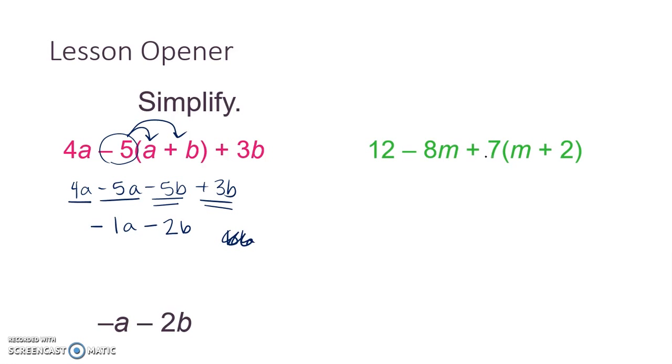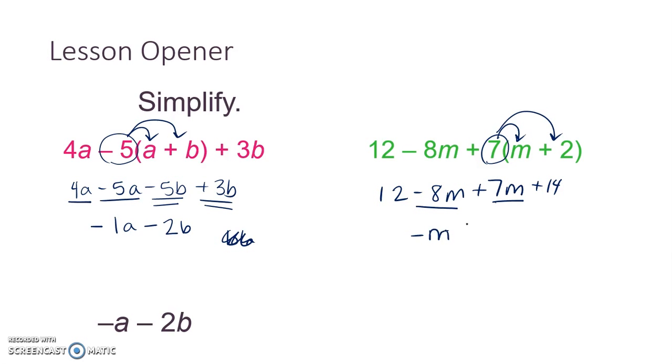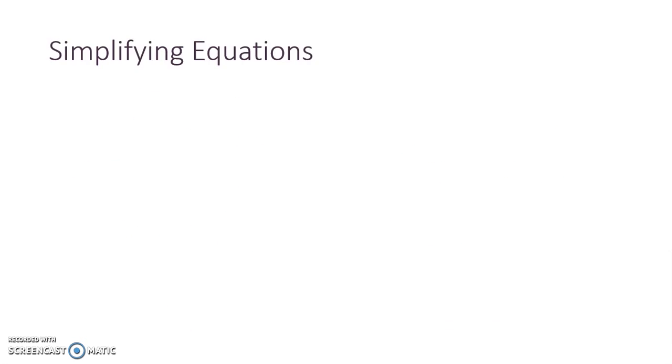And then last one here. First, we have to get rid of our parentheses. So we'll distribute. So we'll have 7m plus 14. And copy down our 12 minus 8m, and this was a positive 7, so we have a plus sign here. And then combine our like terms. So we have a negative 8m and a positive 7m. That will result in a negative m, or a negative 1m. And then 12 plus 14 will give us a positive 26, or plus 26. We have negative m plus 26. So those were simplifying expressions.